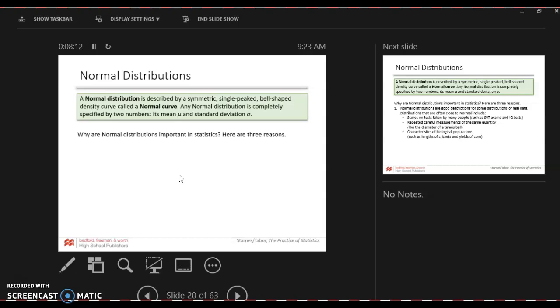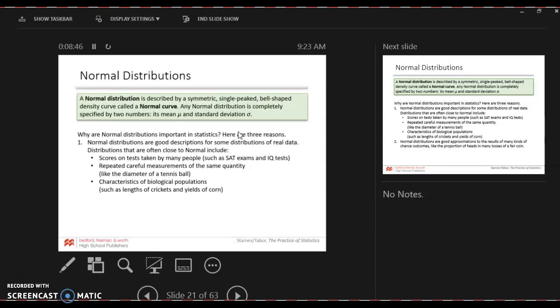All right, so here's a formal definition that I think you can write in the guided notes. A normal distribution is described as a symmetric, single-peaked, bell-shaped density curve called a normal curve. Any normal distribution is completely specified by two numbers, its mean and standard deviation. So think about this: shape, center, spread. The word normal tells us the shape. It's symmetric, single-peaked, bell-shaped. The center will be the mean. So every normal distribution will have a distinguished mean. And my description of spread will be standard deviation, sigma.